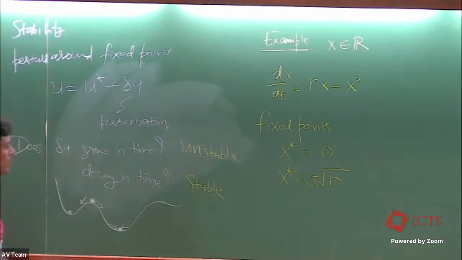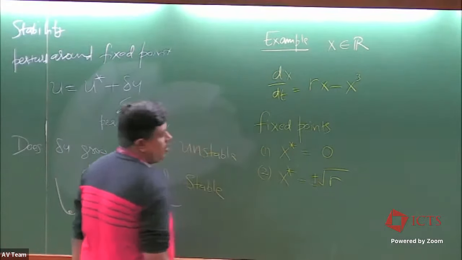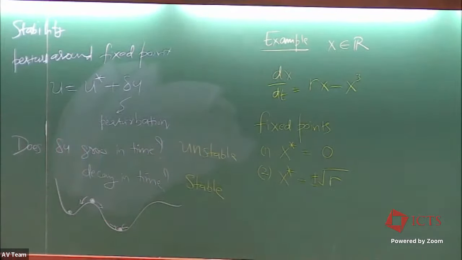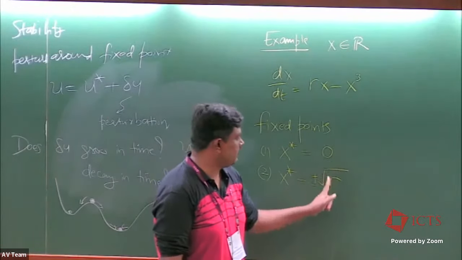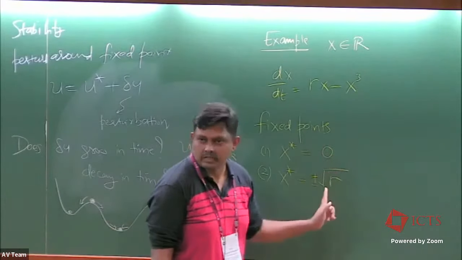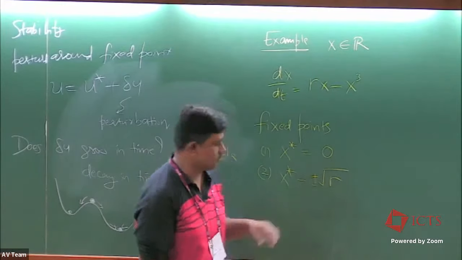And so therefore, what about the second fixed point? Does it even exist always? It depends on the parameter r, right? So if the parameter r is non-negative, surely this fixed point exists. And so there are really 3 fixed points, 0, plus root r, and minus root r. But if r is negative, then this fixed point doesn't even exist.